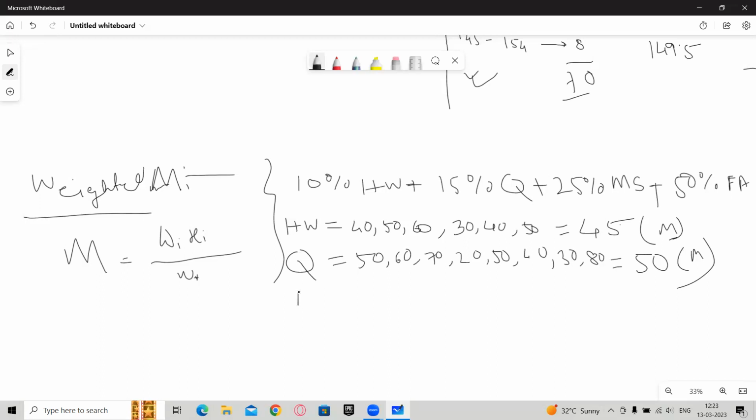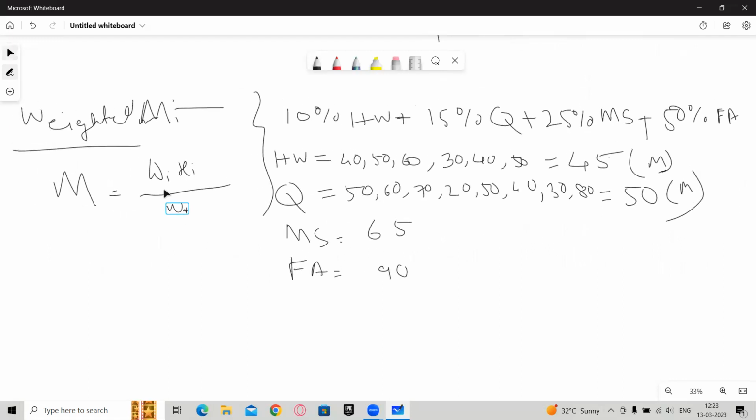For mid semester, there is one value we can calculate, and let's say it is 65, and suppose in the final assessment you get around 90. Now how can you calculate the weighted mean? We already have the mean point of every value. Now multiply by the weight. What is the weight? 10%. So 10% of 45 gives us 4.5, right?